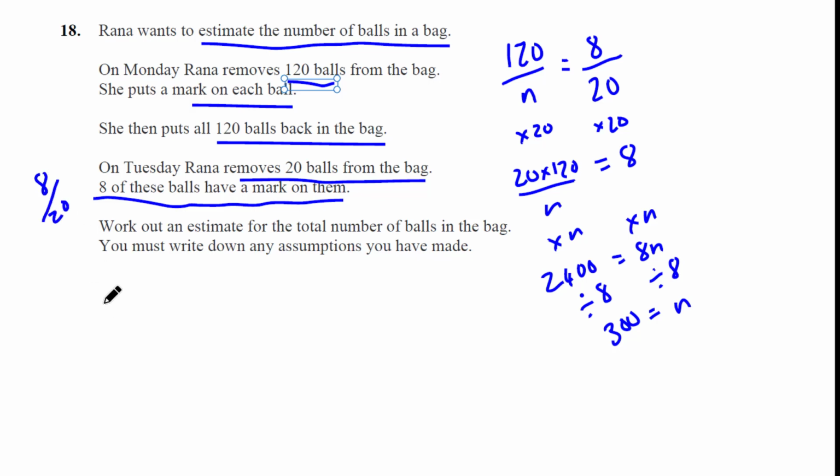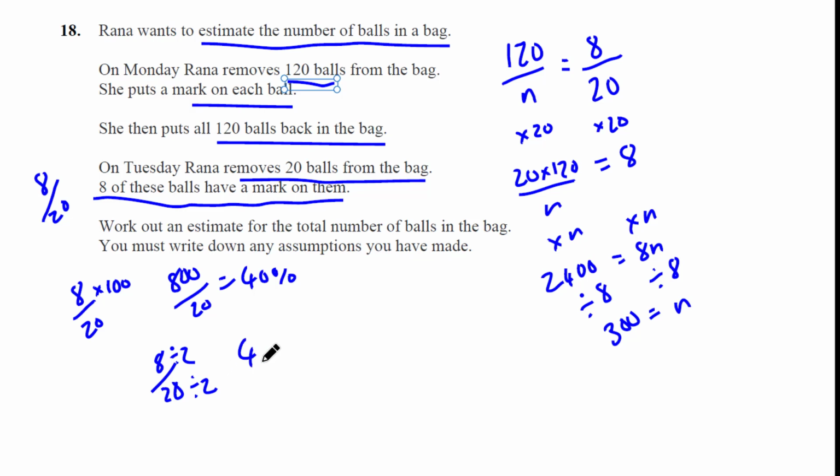Now another way that might make more sense to you is on Tuesday 8 out of 20 had marks on it. Well, this is a calculator test, so you can work that out as a percentage. If this was non-calc, we could just times that fraction by 100 to get 800 over 20, which is 40%. Or we could divide that by 2, divide that by 2 to get 4 over 10, and we should know that that is 40%.